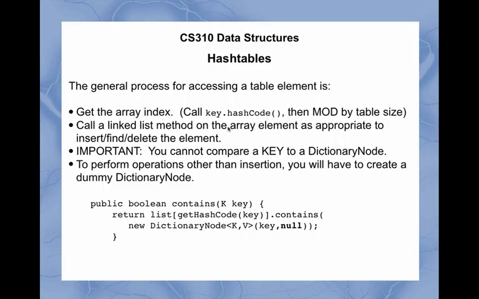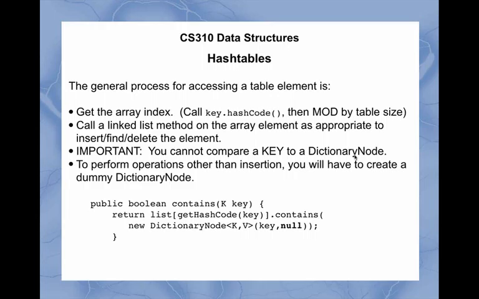Then you call a linked list method on the appropriate array element to do the operation that you need. Remember that you cannot compare a key and a dictionary node. This is a common mistake that students often make in the beginning. You have to think carefully about this. If the linked list contains dictionary nodes, then to look for something, you have to pass in a dictionary node to do the search.